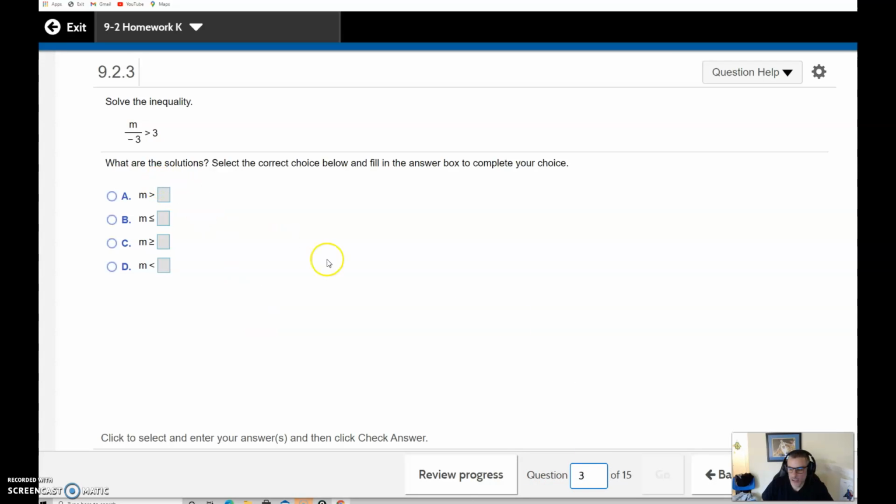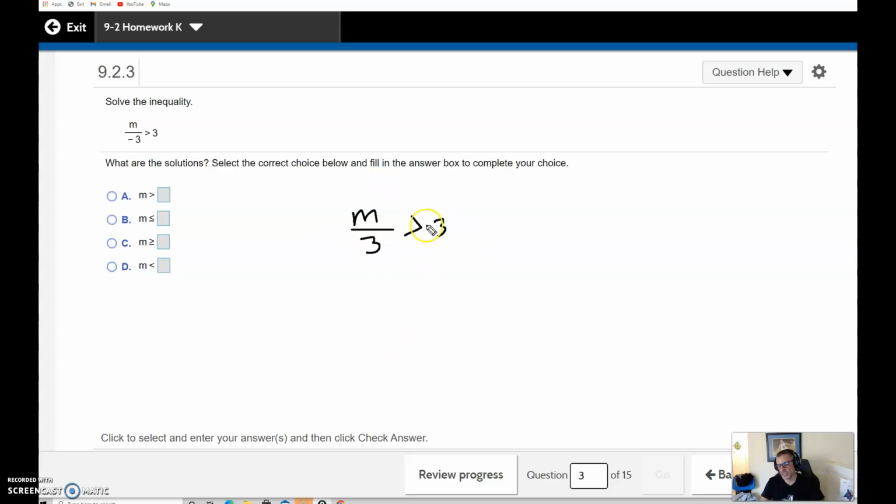All right, I'm gonna rewrite this problem here. It says solve the inequality, and notice that we're dividing by -3 here. I'm not going to do that yet. I'm gonna do a different problem essentially. I'm gonna say m divided by 3 is greater than 3.